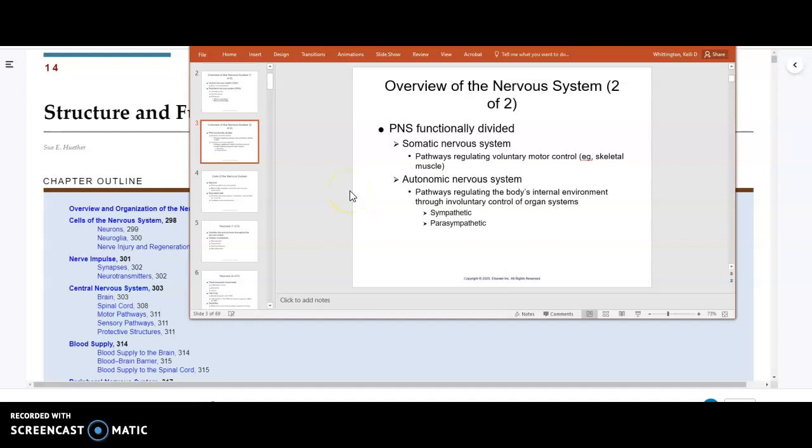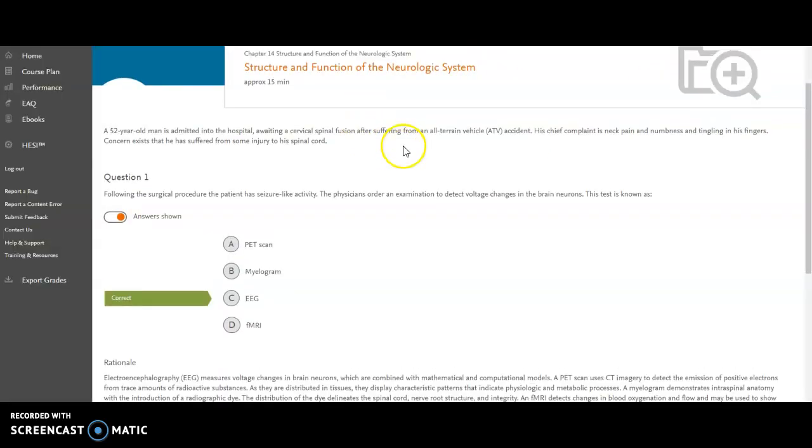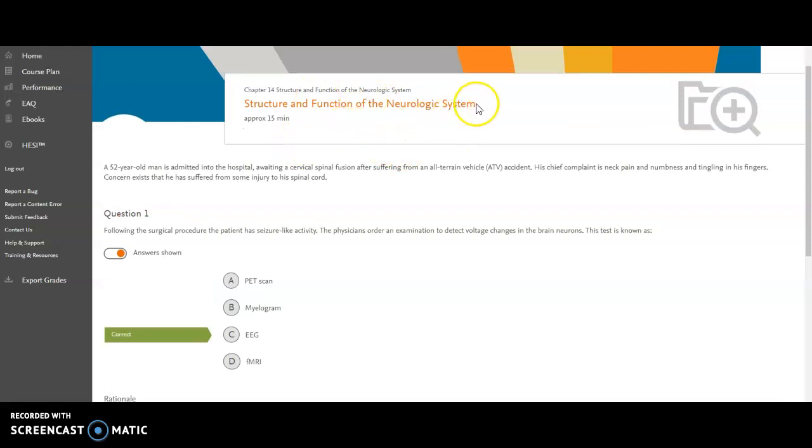And in your brain, go back to when we were talking about parasympathetic and sympathetic effects of our medications from our pharm class, and see if you can pull that in. So walk through that. I also thought it was helpful to walk through this case study of the structure and function of the neurological system. I've got it open where we can see the correct answers on this.